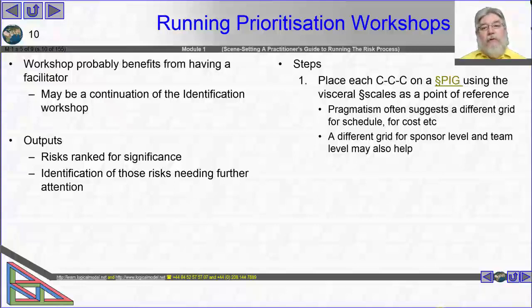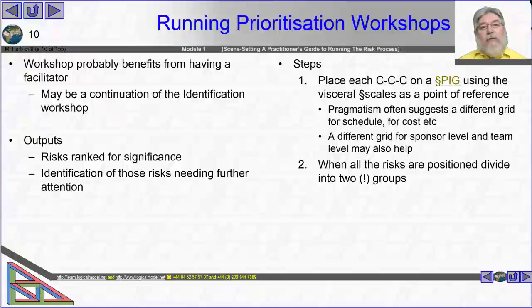and we may need grids within different disciplines. What we are seeking to do is that we want to prioritize our risks, and we want to be confident that we've done a good job of that. So when we've got opportunity, because our groups are big enough, then split the group and get them to prioritize separately, and then come back and discuss with each other how they prioritized. And one of the techniques that we might do there is this bit here. When all the risks are positioned, we want to divide them into 2 groups.